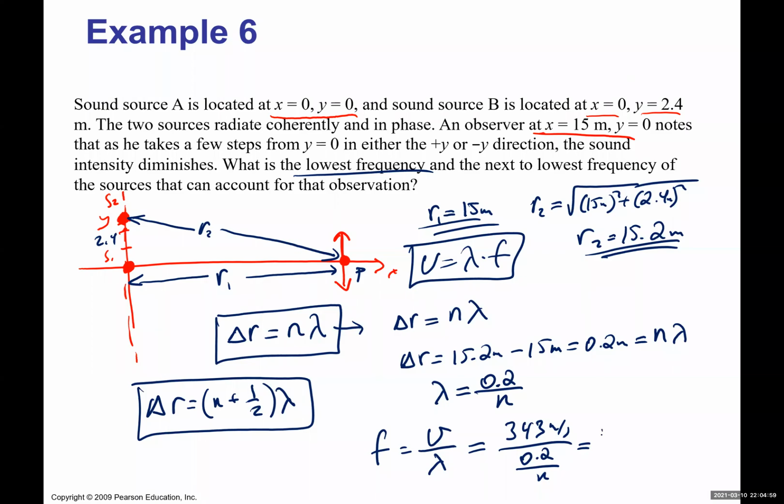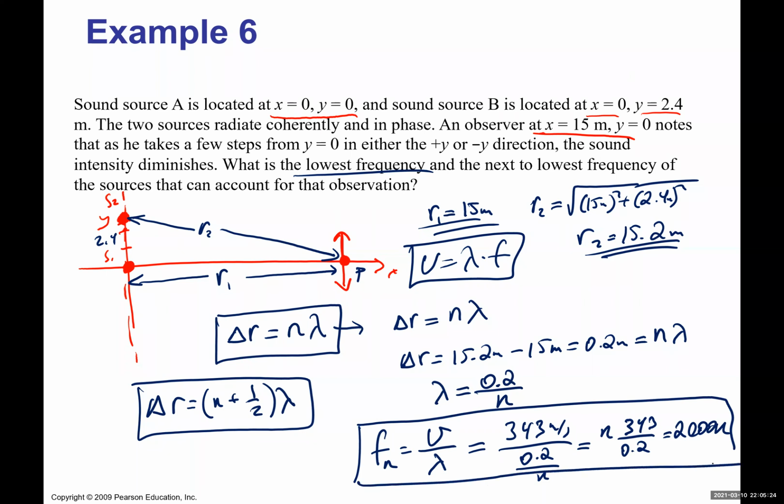So this is n times 343 divided by 0.2, which gives me, roughly speaking, 2000 n. It's rounded to the nearest thousand. So 2000 n. That means this is f of n, and it equals 2000 times n. That means the first one, f of 1, will be 2000 times n equals 1. So 2 kilohertz will be the first one.